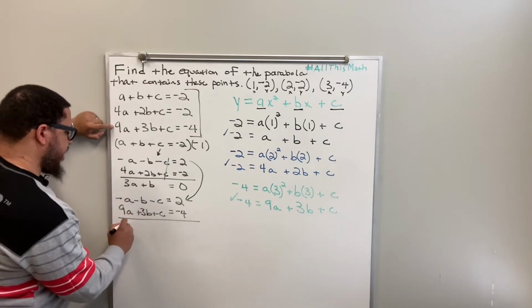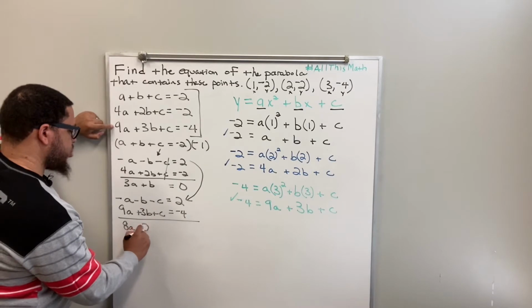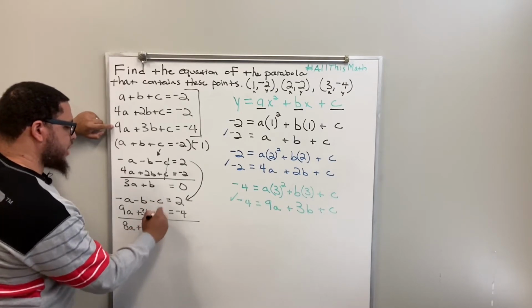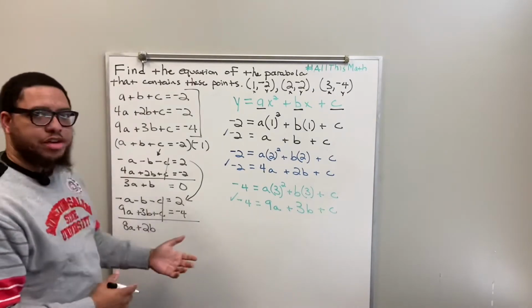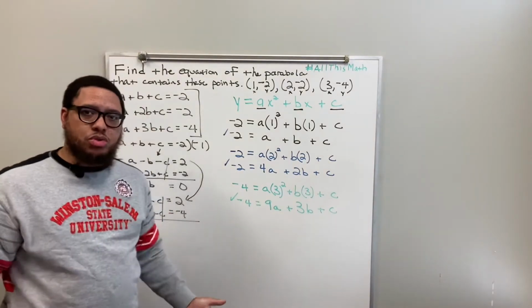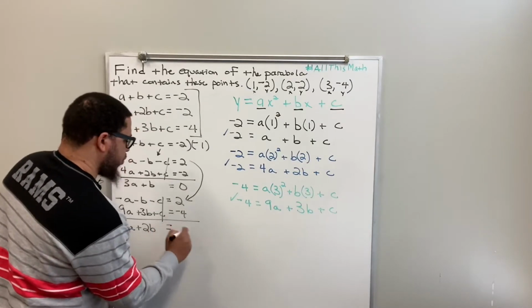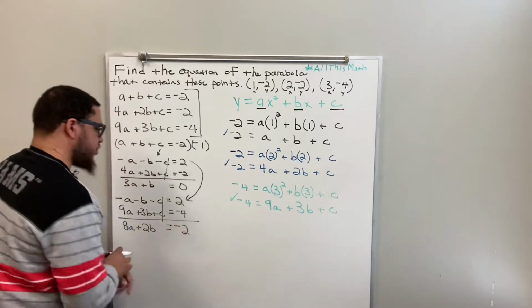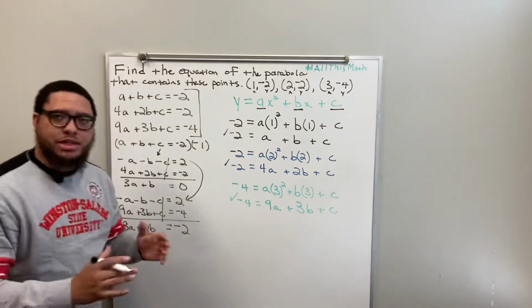-A plus 9A is 8A. -B plus 3B is 2B. The C's cancel out again because -C plus C is 0. It's like saying -5 plus 5. We know that that's 0 too, right? And then I got equals 2 minus 4. 2 minus 4 is -2. All right? That's my second equation. Now I got my 2x2 system.